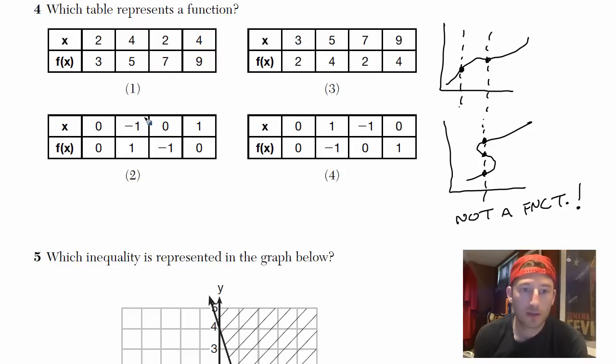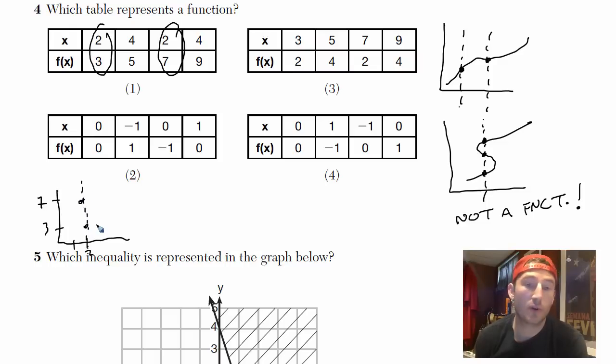Well, I'll use number 1 for example. We have 2, 3, and we have 2, 7. So let me just put the information here. Let's say you're graphing and there's 2, there's 3, and there's 7. Okay? So here's 2, 3, here's 2, 7. You do your vertical line test, it hits 2 points. So it's gone.